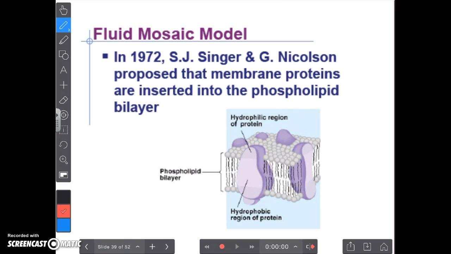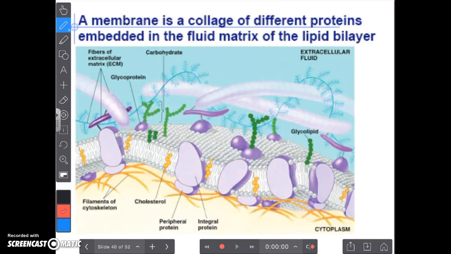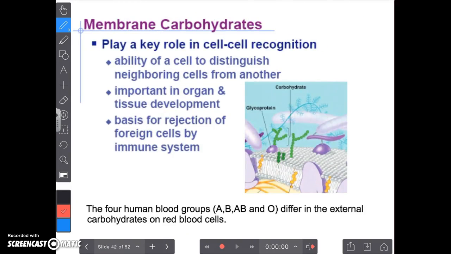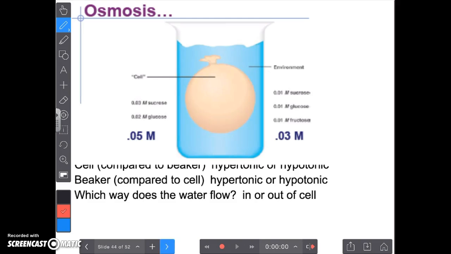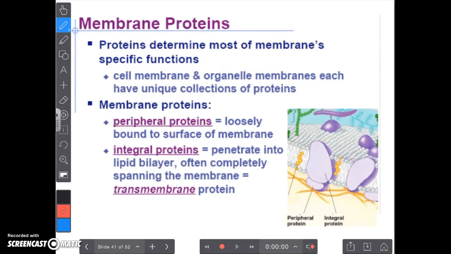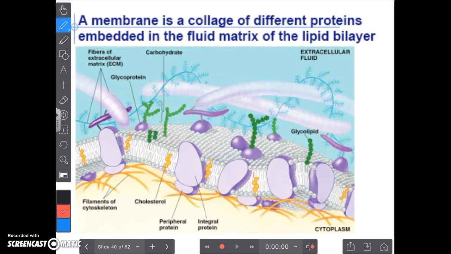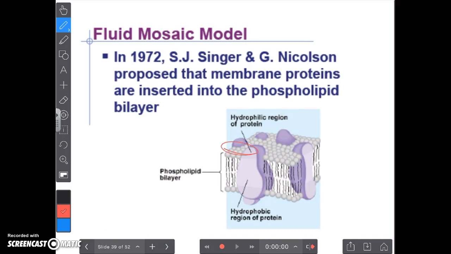In 1972, Singer and Nicolson developed the fluid mosaic model, versus Davson and Danielli, who had developed one that looked more, let's see if I even have it on here. It doesn't look like it's even in here. But the Davson-Danielli model talked about the proteins only on the surface on either side. But that one didn't account for how I can get materials through. So we knew it can't be that way. So Singer's model is actually the correct fluid mosaic model.